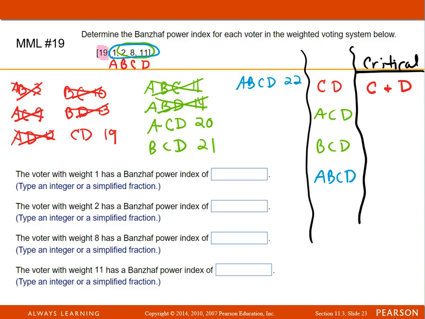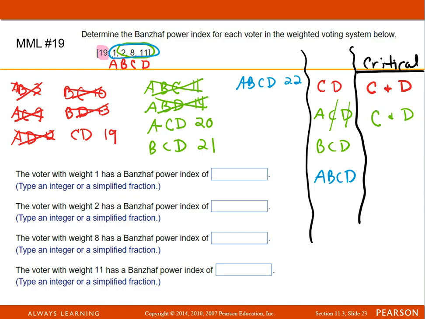Now on the ACD, if A says, I'm out of here, C and D will still win together. So A is not critical. But if C were to leave, A and D would only add up to 12. So C is critical. And if D were to leave, A and C would only add up to 9. So D is critical.